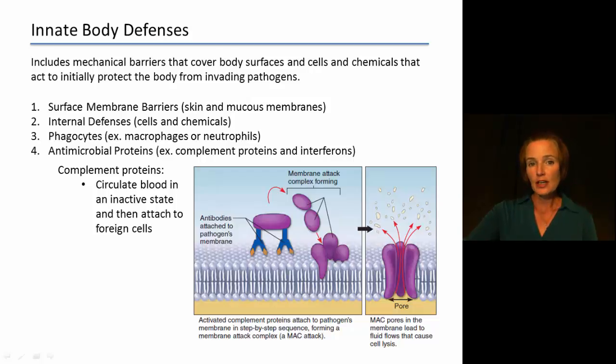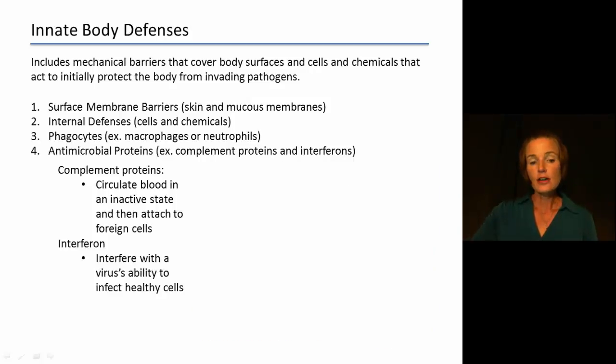The interferons are going to interfere with the virus's ability to infect healthy cells. So one way that it does that is it can interfere with the way that that virus actually attaches to healthy cells, and if it can't attach, then we're not going to get infection.